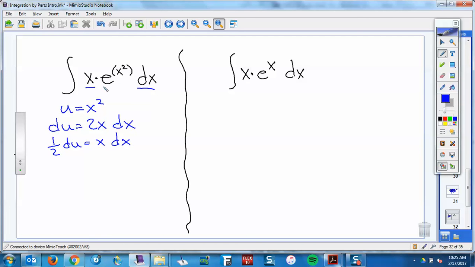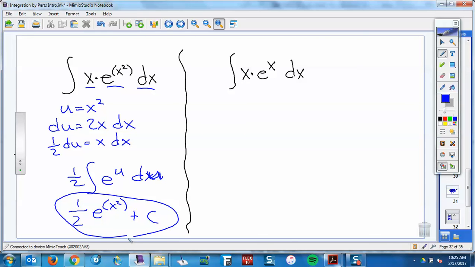Tailor-made. Okay? So x dx is 1/2 du. And then this is just going to be e to the u. The antiderivative of e to the u is e to the u. So that's going to be e to the x squared plus c. Right?